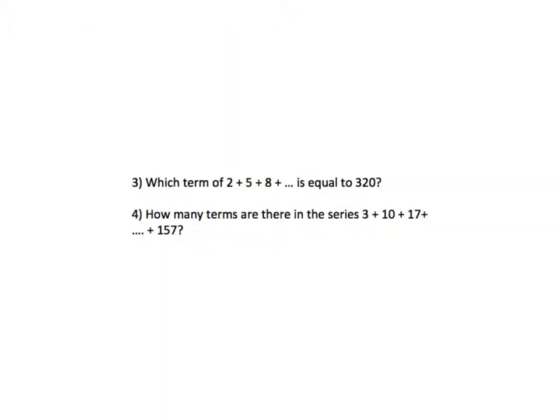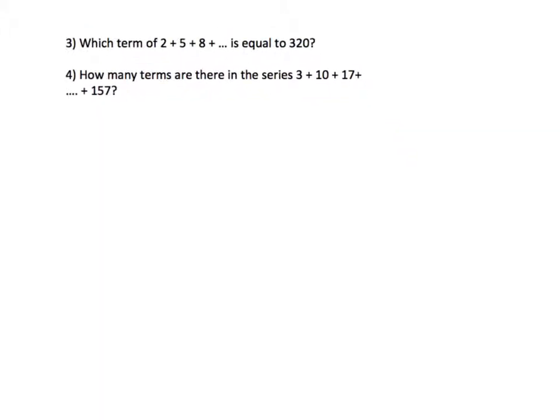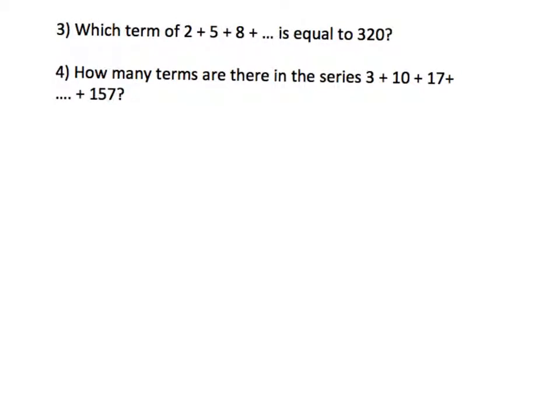Alright, the next example: which term of this series is equal to 320? It's asking us to find n. So which term, Tn, is equal to 320? Our first term is 2. What is our common difference? Well, it is going to be 5 minus 2, which is 3. And our nth term is 320. So we want to find what term that is in this series.